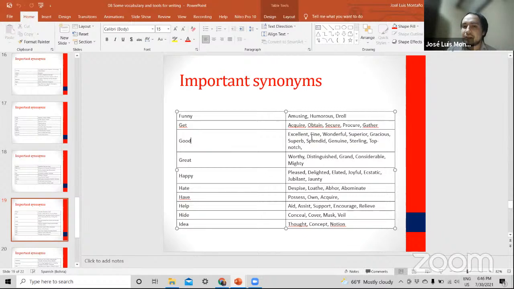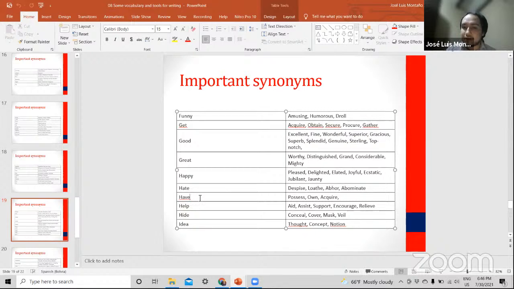Then you have good. Of course, some of these adjectives are stronger, but it doesn't matter because it's also positive like good. So: excellent, fine, wonderful, superior, gracious, superb, splendid, genuine, sterling, and top-notch. Great as well, worthy, something worthy. I would say that this is a little bit different, but it can be inside this category. Worthy, distinguished, grand, considerable, and mighty. This is interesting, mighty.